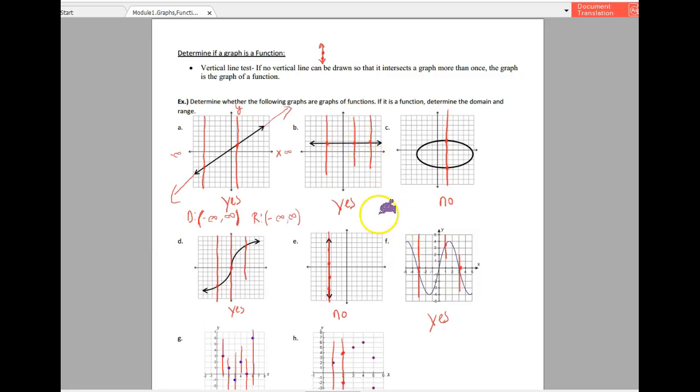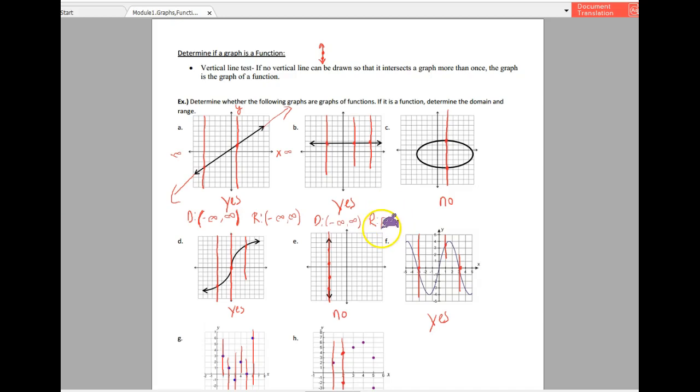Alright, we said this one was a function. So looking at the domain, how far left and right. These arrows indicate it's going to go on and on forever in both directions. The range, since this is a constant function, it's not getting higher or lower ever. It's a horizontal line. So it's going to be just one single point.